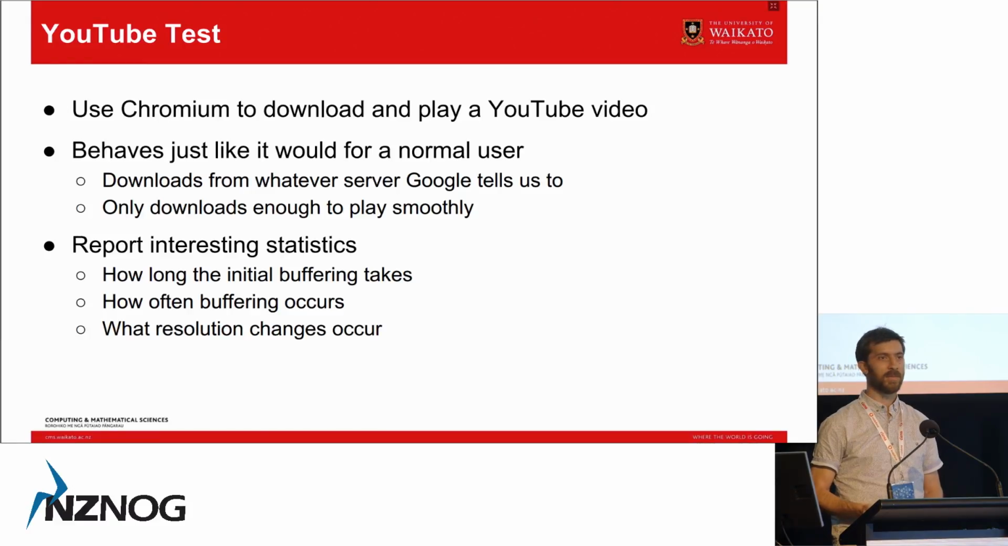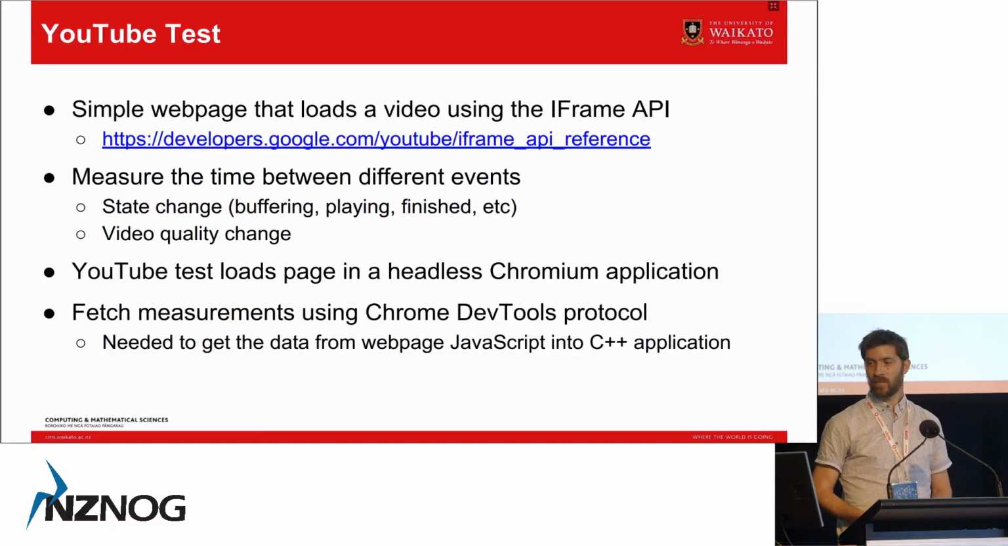And so we want to report interesting statistics from that. So how long did it take before we could start watching that video? Did we have to wait 10 seconds to see it? How often did it buffer during the playback? Did it change video size because we couldn't keep up with the stream that we wanted to watch in HD or something? So we're trying to get results based on what the user would see and see what they can tell us.